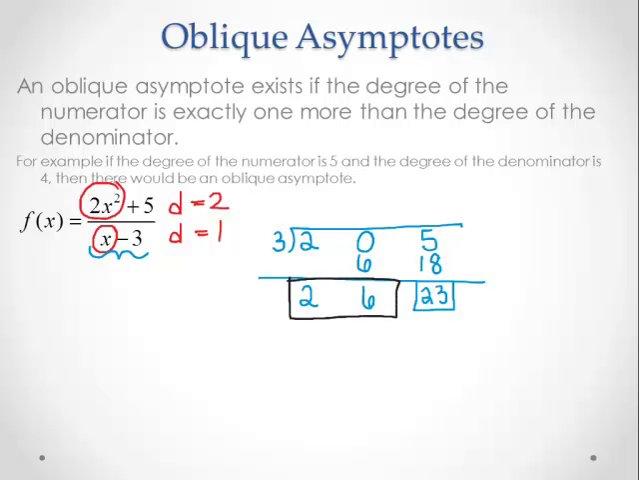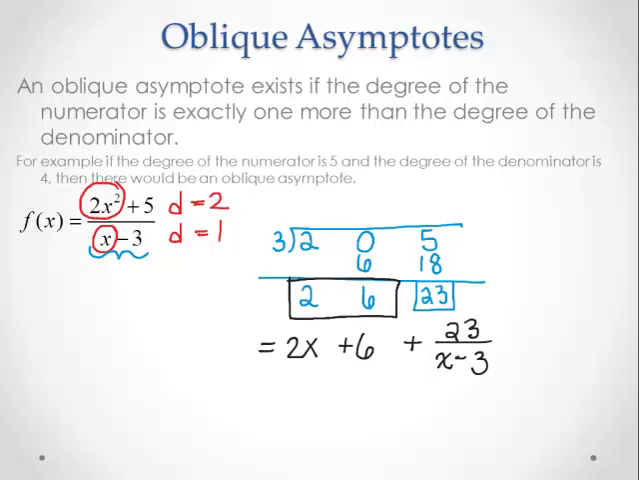In terms of when we did division before, what this basically means is that 2x squared plus 5 divided by x minus 3 does not divide evenly because the remainder is not 0. But we'd actually say the result is 2x plus 6 plus 23 over x minus 3. So I'm just going to write that out. That's actually our result: 2x plus 6 plus 23 over our original denominator, which is x minus 3.